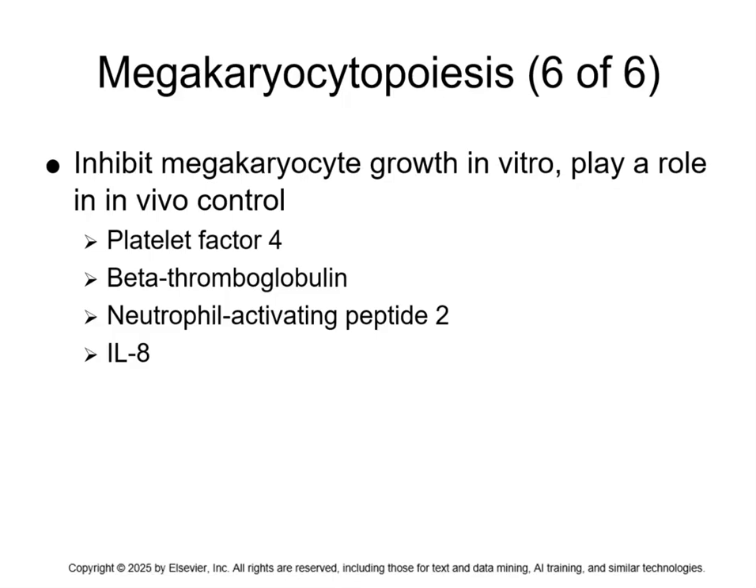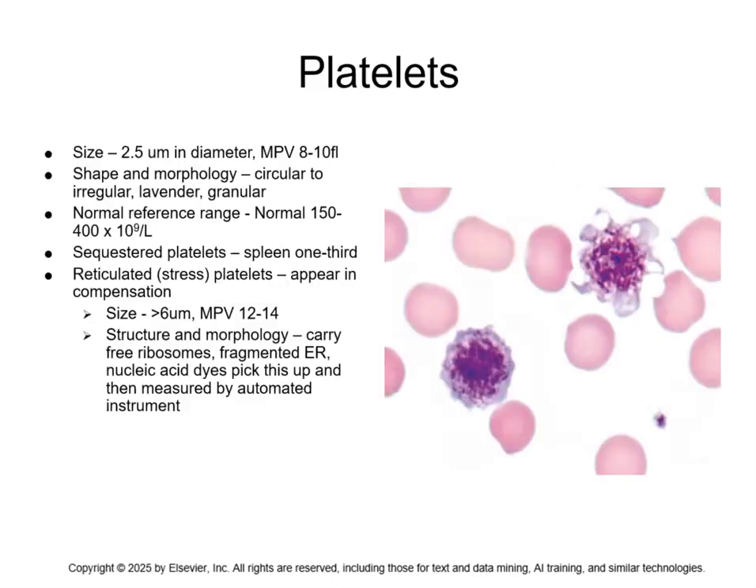So we have to control sometimes, because we don't want too much platelet production. So we can inhibit the megakaryocyte growth in vitro, and it will also tell us in vivo, by platelet factor 4, the beta thromboglobulin, the neutrophil activating peptide 2, and interleukin 8. That sort of controls it so we don't go chaotic with too many platelets.